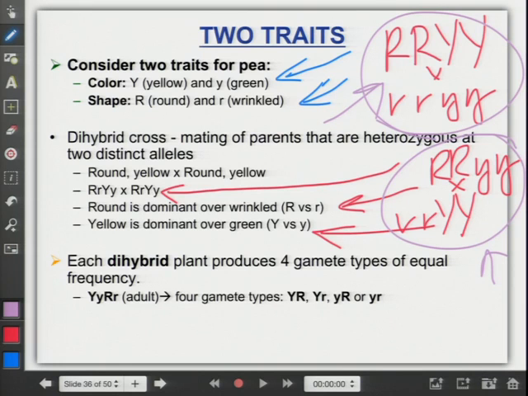Okay. So to make our Punnett squares, this is where sometimes people get a little crazy. It's the same idea as for the monohybrid, but we have to deal with two different genes and the combinations of gametes that could be made from that.